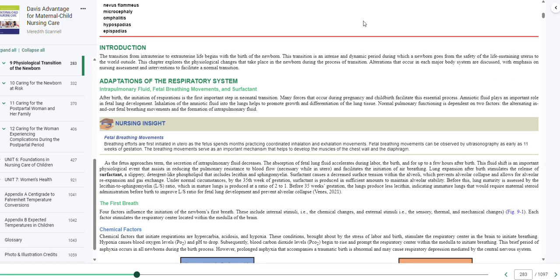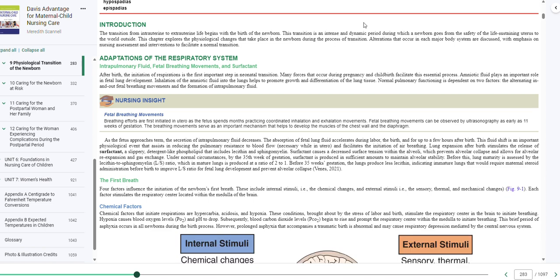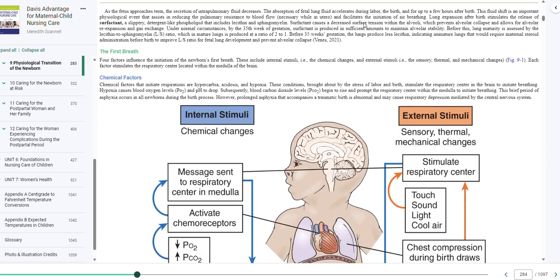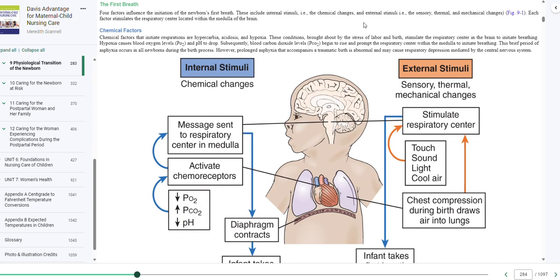I know we covered some of this already in class, but I'm going to start back at the beginning of chapter 9, because we were kind of rushed for time. So we talked about the external and internal stimuli. This is having to deal with the physiological transitioning of the newborn.